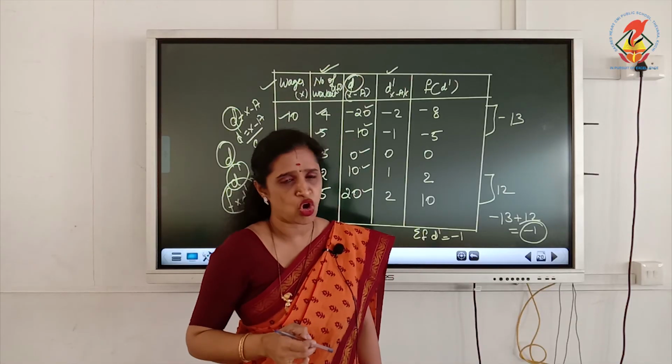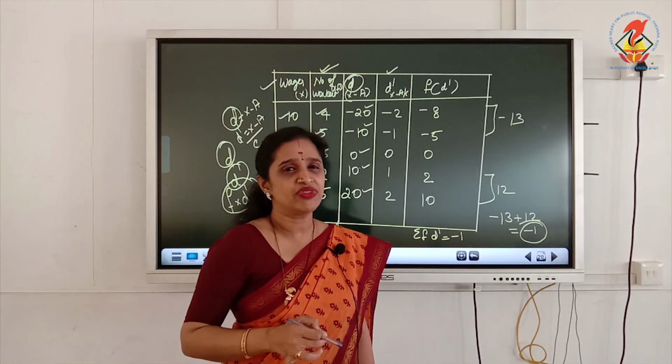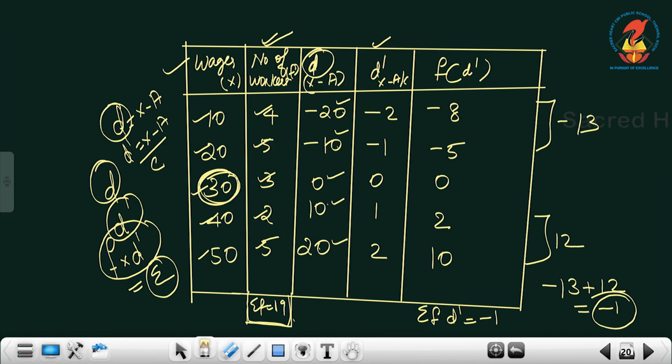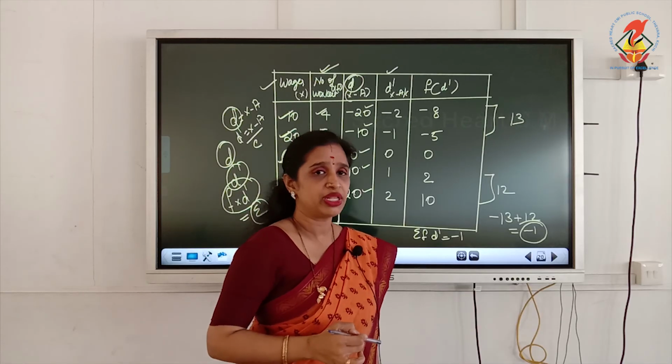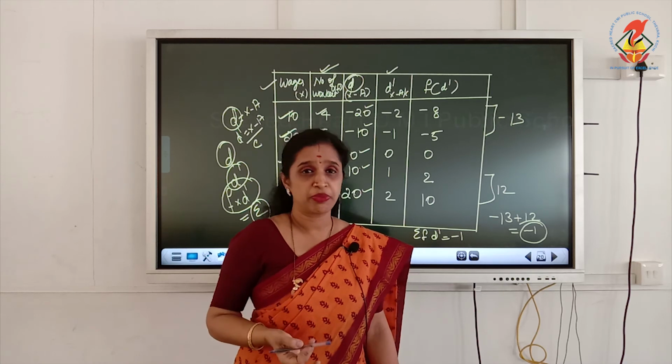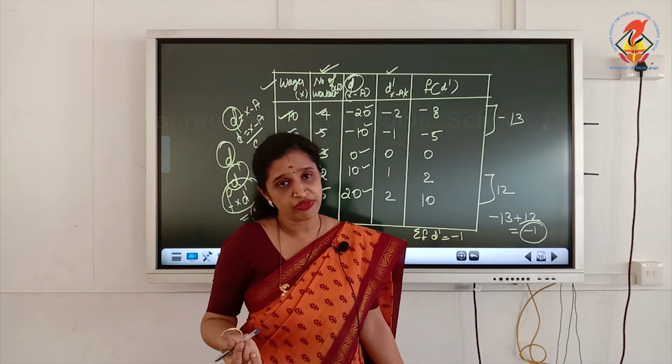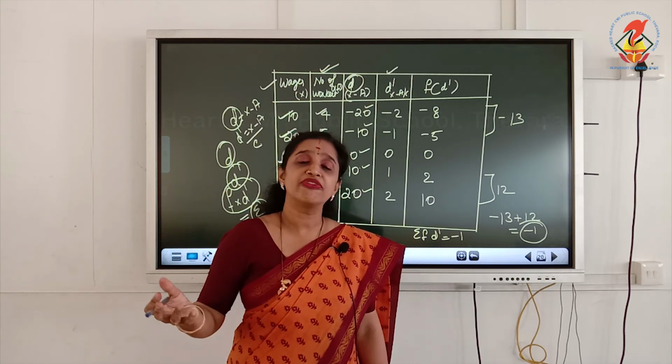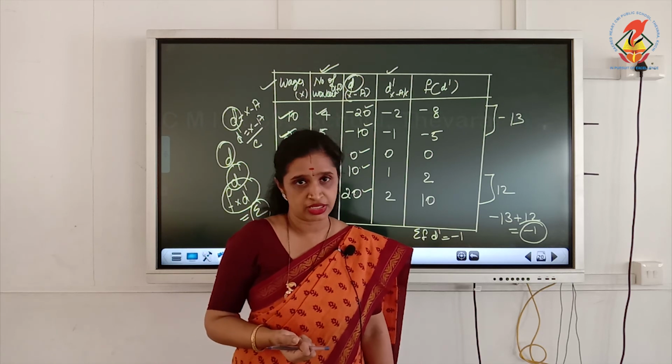How to find out the common factor? Now, check the x values in your data. X values are 10, 20, 30, 40, 50, etc. What is the difference between these numbers? 10, isn't it? 10 plus 10, 20; 20 plus 10, 30; 30 plus 10, 40; 40 plus 10, 50. So, that difference can be taken as a common factor.